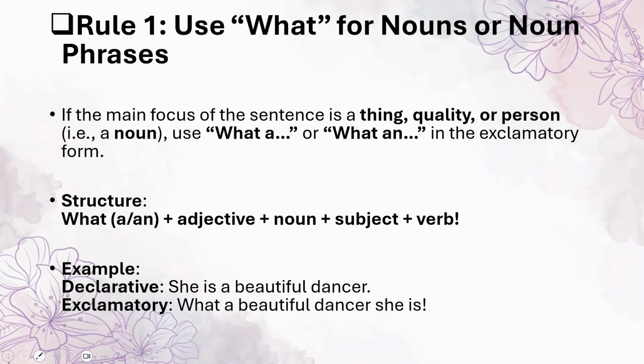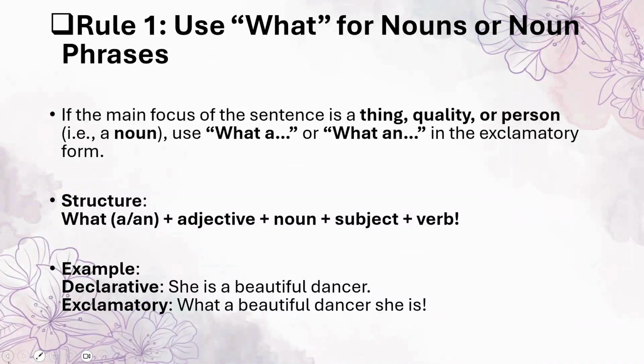Identify the key parts. A beautiful dancer. This is a noun phrase: a plus adjective plus noun. She is the subject. Is is the verb. So how do we transform it? Just follow our structure. The exclamatory sentence becomes: What a beautiful dancer she is. What, adjective, noun, subject, verb.